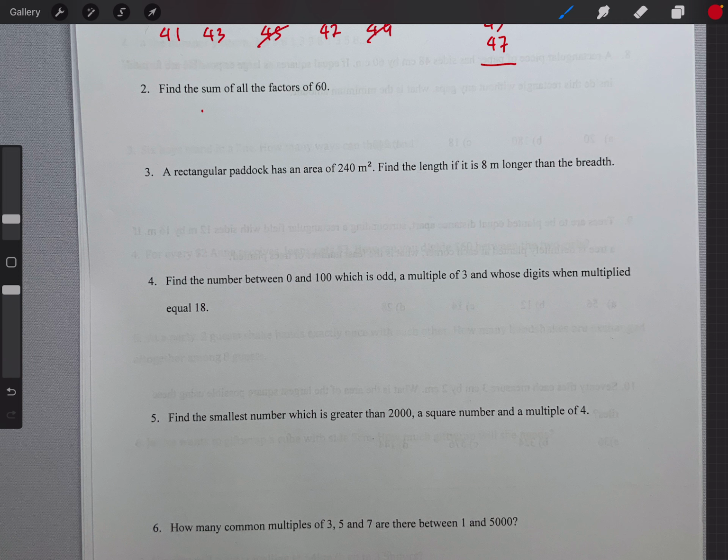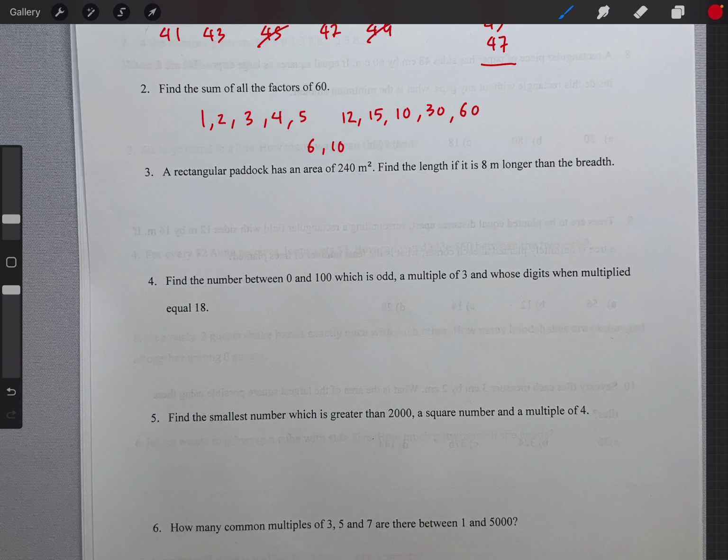All right, 60. 1 times 60 is 60. 2 times 30 is 60. 3 times 10 is 60. Wait, 4 times 15 is 60. 5 times 12 is 60. 6 times 10 is another 60. 7, 8. I think that's it.